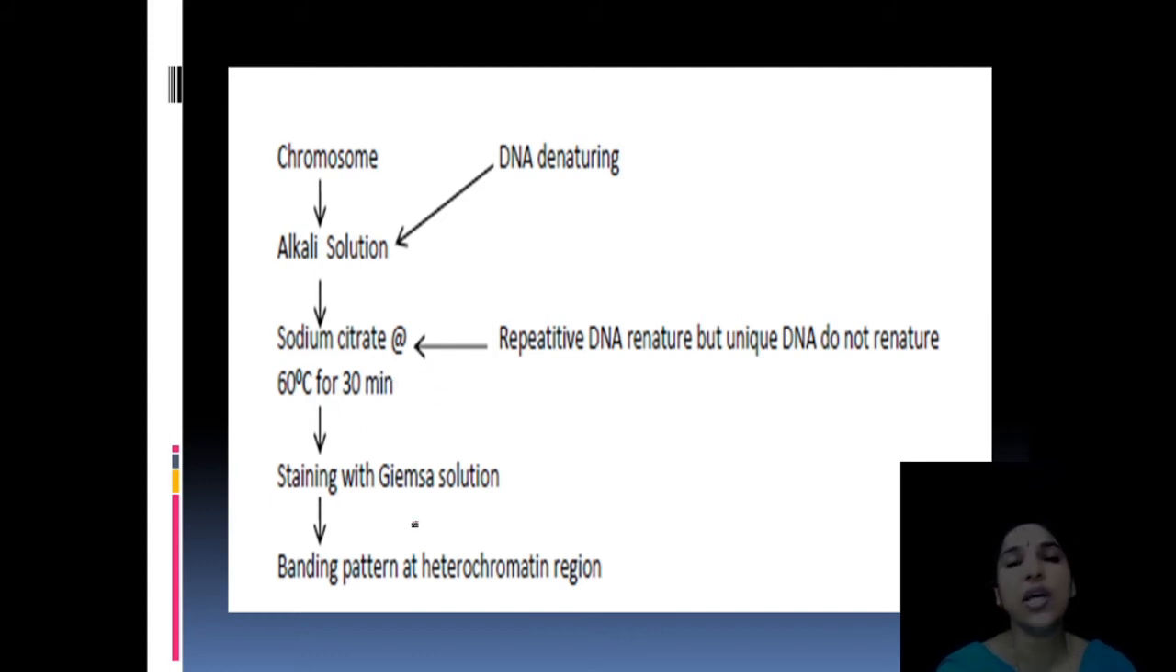Then staining with Giemsa stain, that is the G-banding technique applied here, with the banding pattern only in the heterochromatic region. This is the technique applied in C-banding. So, the pre-treatment of the technique is very important: denaturation and renaturation, applied only in the constitutive heterochromatic region, selective or specific regions only, and the last step is applying the Giemsa staining.